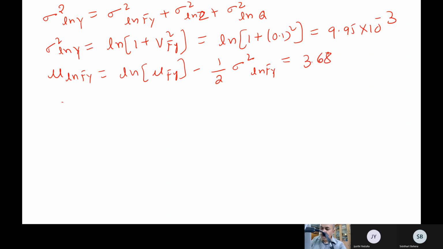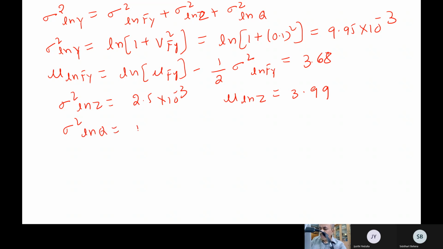Similarly you find all other quantities. For log z, sigma square turns out to be 2.5 into 10 to the power of minus 3, and the mean of log of z turns out to be 3.99. Then sigma square of log of q is 1.43 into 10 to the power of minus 2, and the mean of log of q turns out to be 7.27. So these are our numbers. This is the extra thing you have to do. Generally in the data, they will give you the mean values of fy, z, and q, but when you are doing the transformation, you have to find out these numbers. So you calculate all those things.